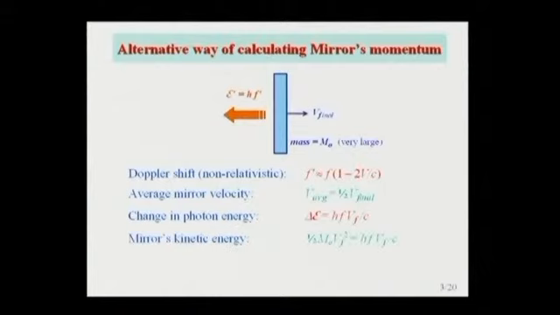And here's the kinetic energy of the mirror, 1/2 mv squared, which must be equal to the shift in the energy of the photons. So these two things are equal now. And you can see that I can eliminate one v from both sides. And on the left side, we're left with mv.